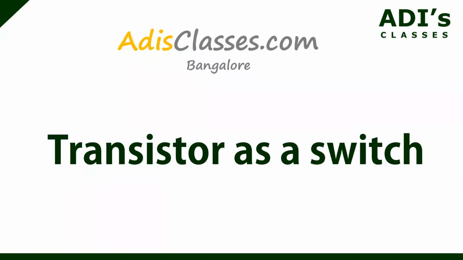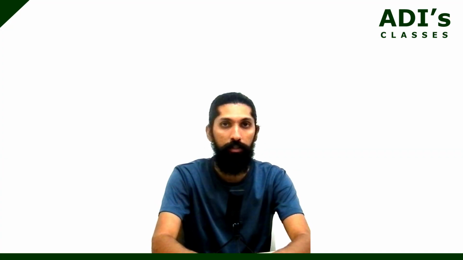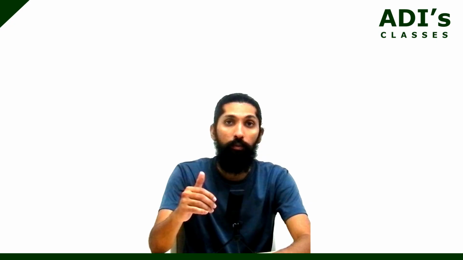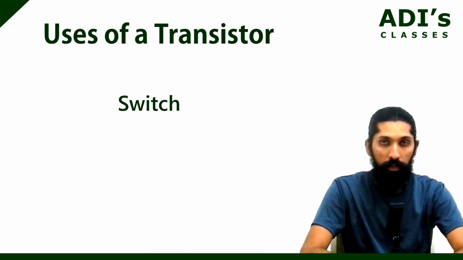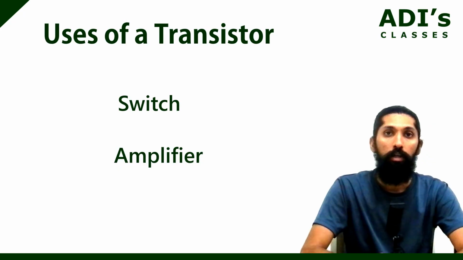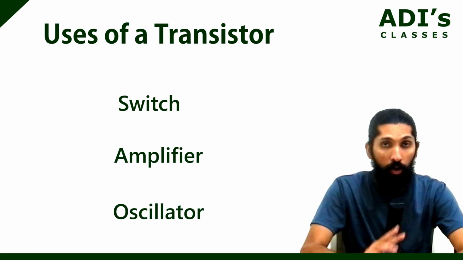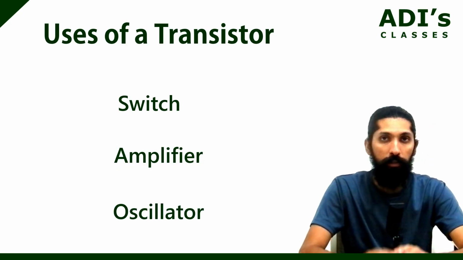In the last couple of videos, we understood what a transistor is, how a transistor works, and different types of configurations. Only one, actually, you have studied, which is the CE configuration. Now let's try to understand what the uses of transistors are. Mainly three we have to understand: a switch, an amplifier, and an oscillator. So these are the three things we are learning.